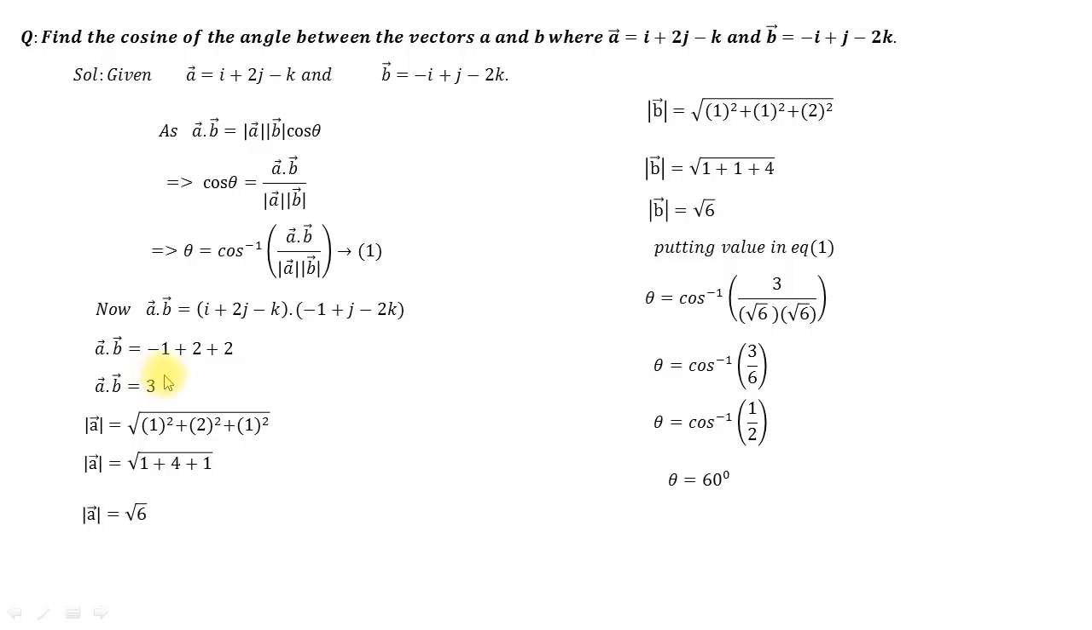A dot B is equal to 3. Now to find the magnitude of vector A: the square root of the sum of the squares of the components is called the magnitude of vector A.